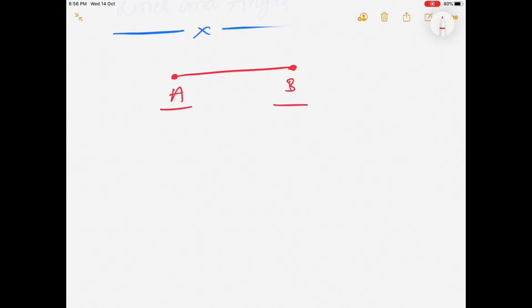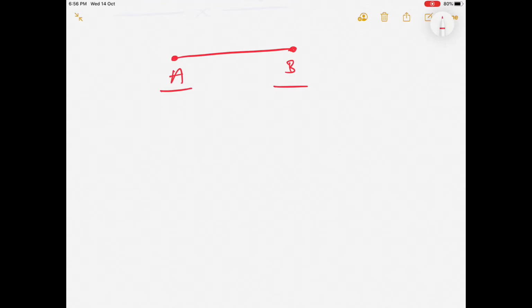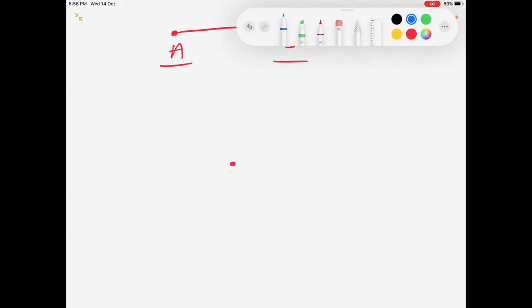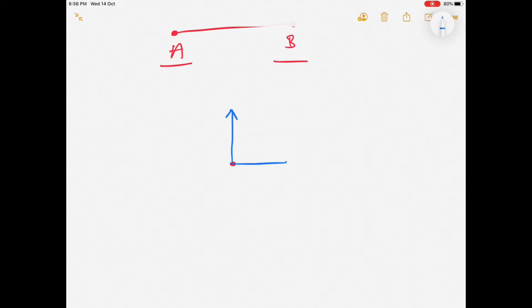Angle. What is an angle? Angle is formed when two rays originate from the same end point. Let's take this as an end point, and when two rays like this start from this point, this point will be our vertex. Now two rays are originating from the same end point, so these rays will be called as arms, and the end point will be called as the vertex of these two arms.